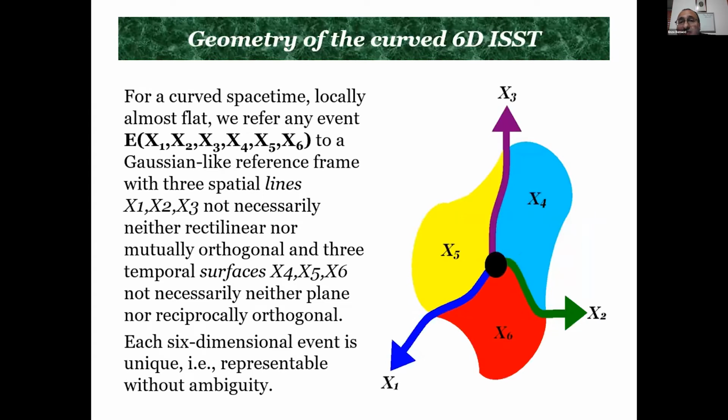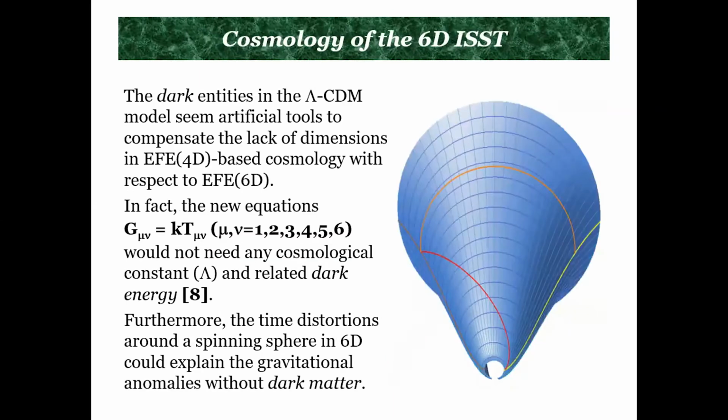If we consider a curved space-time, it becomes a Gaussian reference frame, where the lines are not necessarily rectilinear nor mutually orthogonal, and the 3 temporal surfaces are not necessarily plane nor reciprocally orthogonal. Cosmology is very interesting in the 6D space-time because we saw in another conference that it could explain both dark energy and dark matter without recurring to the lambda CDM standard model.